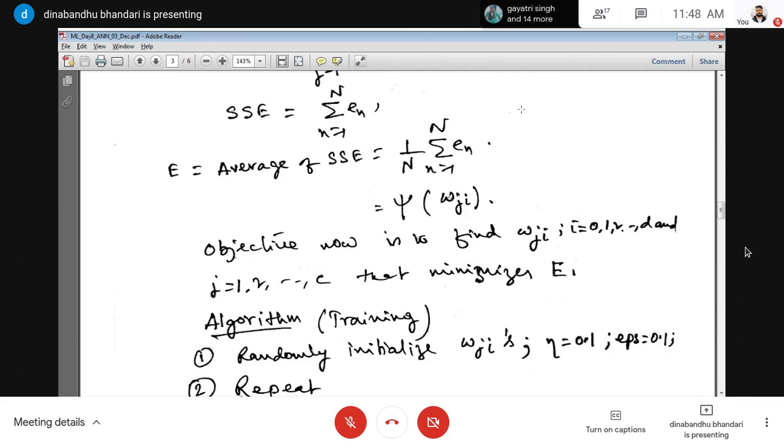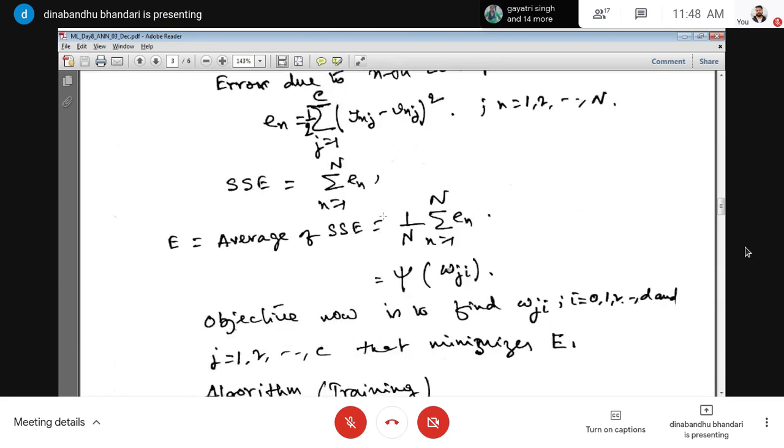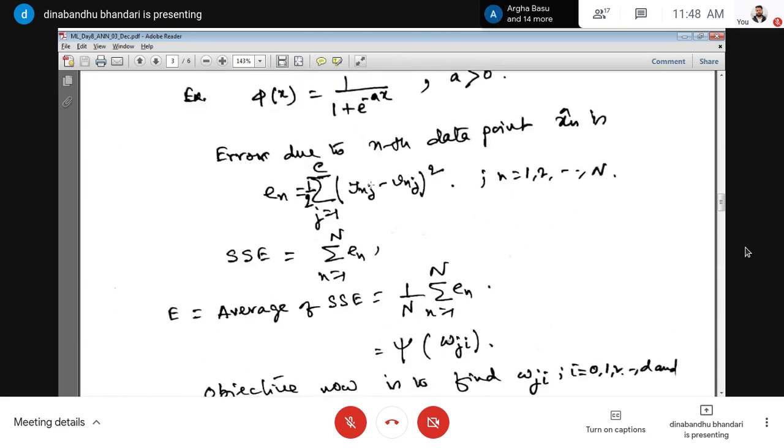Another way to think of it: since this is a sum of square error, and the error for each data point is a square, this is always positive. Now we can say that this error, capital E, the average error, will be minimum when each En is minimum. Error for each data point is minimum means E will be minimum, and vice versa. So minimizing capital E is equivalent to minimizing all the respective Ens. I guess you will agree with me. If you have any doubt, we can discuss later.